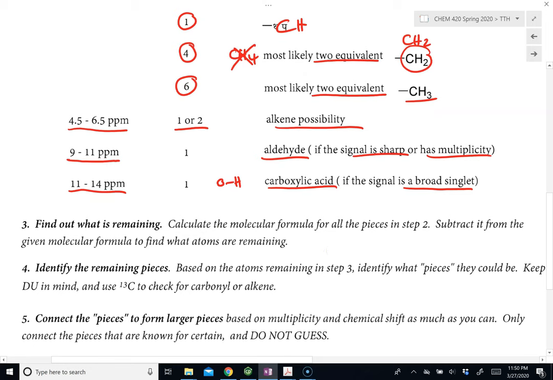And as another reminder, if we have OH as in alcohol, and we have amine, NH, then they tend to show up from 0.5 to 5 ppm. And the signals are always a singlet, and they are broad singlets as well, from 0.5 to 5 ppm.